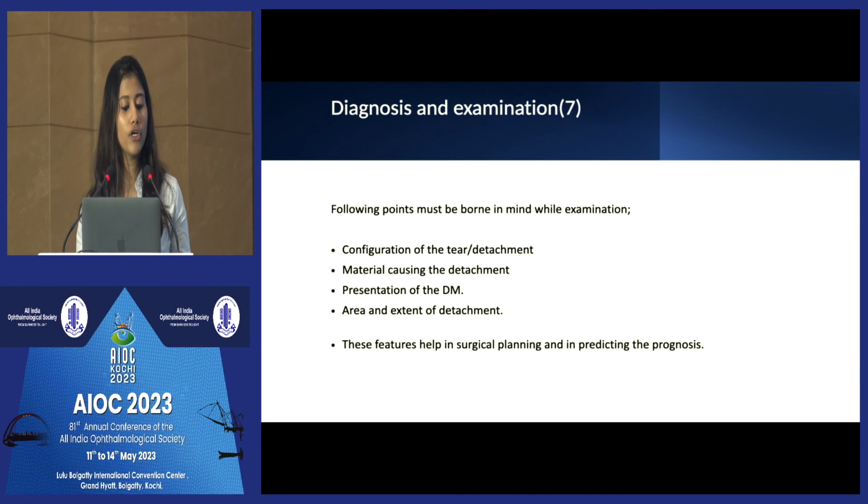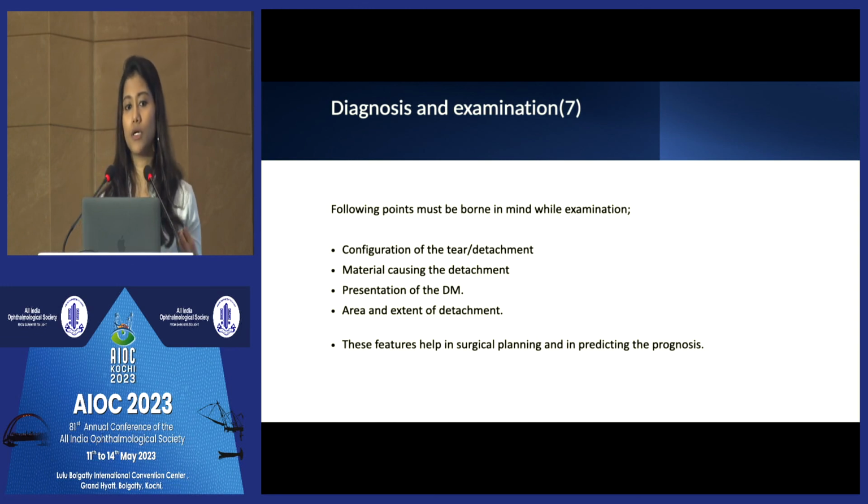While going in for a diagnosis, these are the things we have to keep in mind. A thorough slit lamp evaluation and an ASOCT is pertinent for us to plan our treatment. The configuration of the tear or the detachment is usually seen in an ASOCT. The material causing the detachment, in case of a viscoelastic, we need to do a drainage of the fluid, presentation of the DM, and also area and extent of the detachment. We should also be able to find out any areas of missing DM. These features help us in surgical planning and in predicting the prognosis.